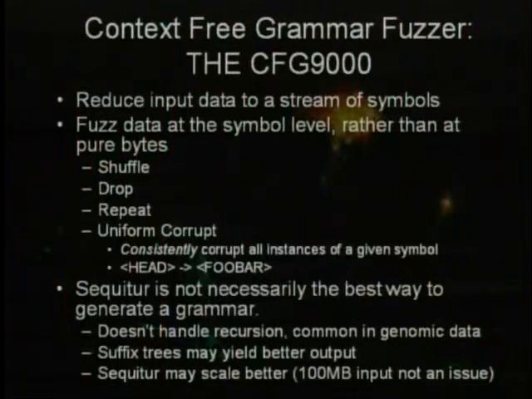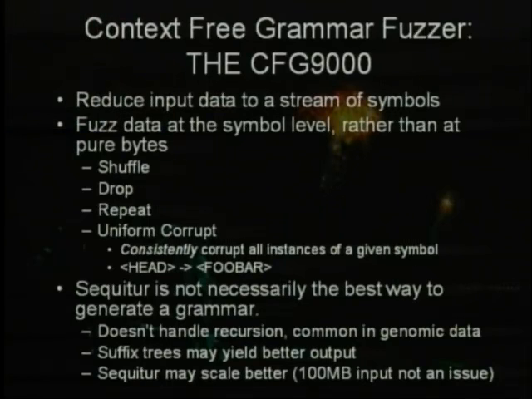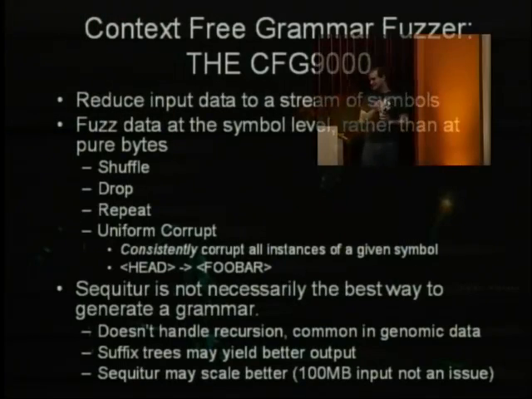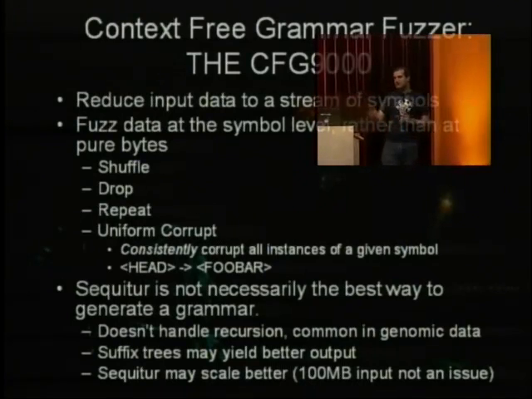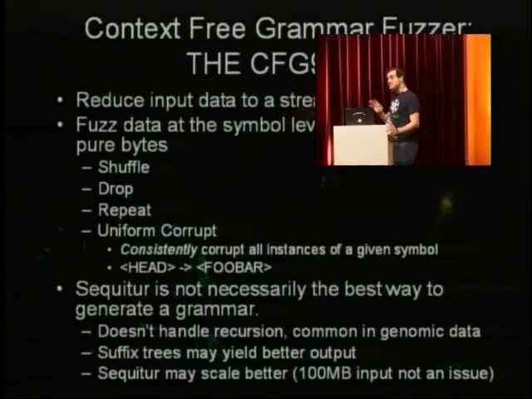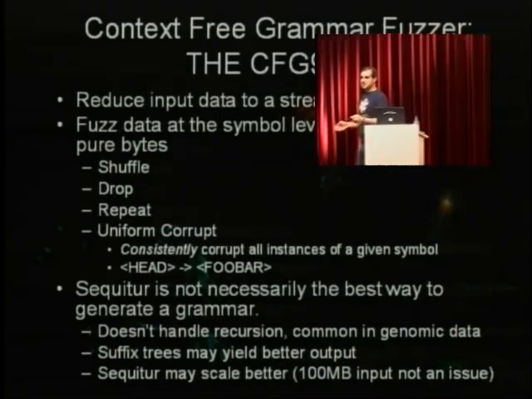So I built a new tool. It's called the CFG 9000. It reduces input data into a stream of symbols. And now once we got symbols, let's go fuzz those. Just like we were going to do with bytes with a dumb fuzzer. We can shuffle them around, we can drop them, we can repeat them, we can corrupt the symbols, but do it in a way that is consistent. Every instance of this symbol is broken.